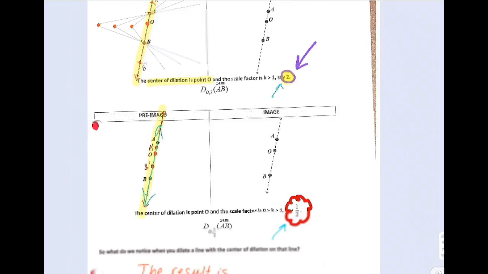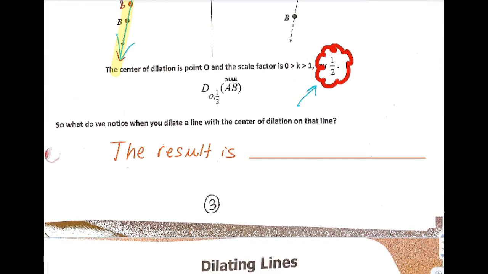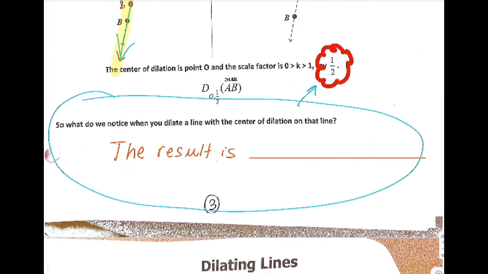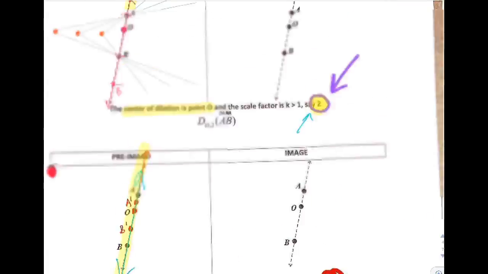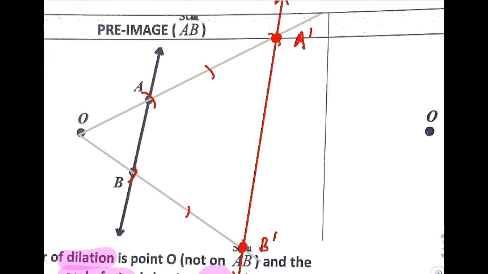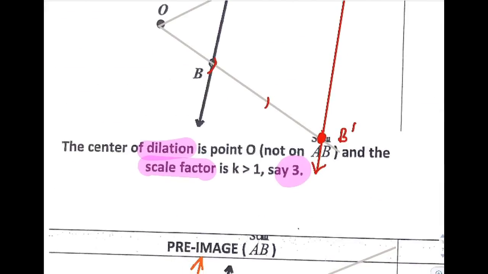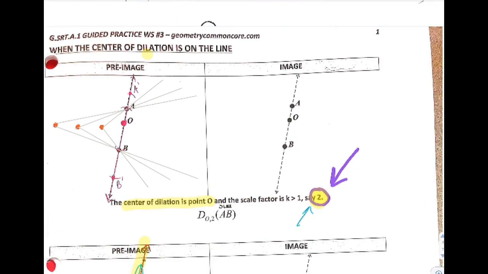But in either case, when the point is on the line, which I believe is what it gets to down here, what do we notice when you dilate a line with the center on that line? The result is the exact same line. In other words, the original line. It doesn't produce a second line like it did in class today. It doesn't produce a second line over here. When the point is on the line, it produces the exact same line.